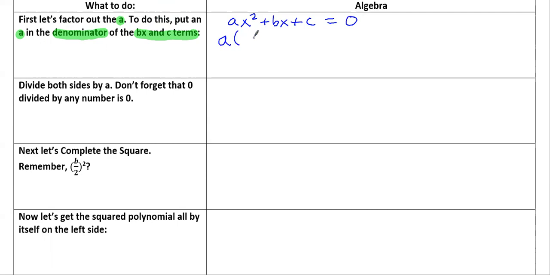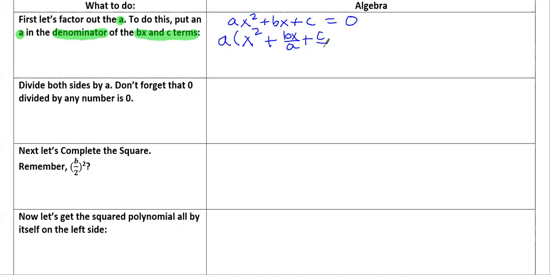If I factor out the a, I get a times what is ax squared? Well, x squared. A times what is bx? I know, a times bx over a. If I multiply by a, won't the a's cross cancel? You'll have a over 1 times bx over a. The a's will cross cancel, just leaving me bx. Using the same exact idea, a times what is c?